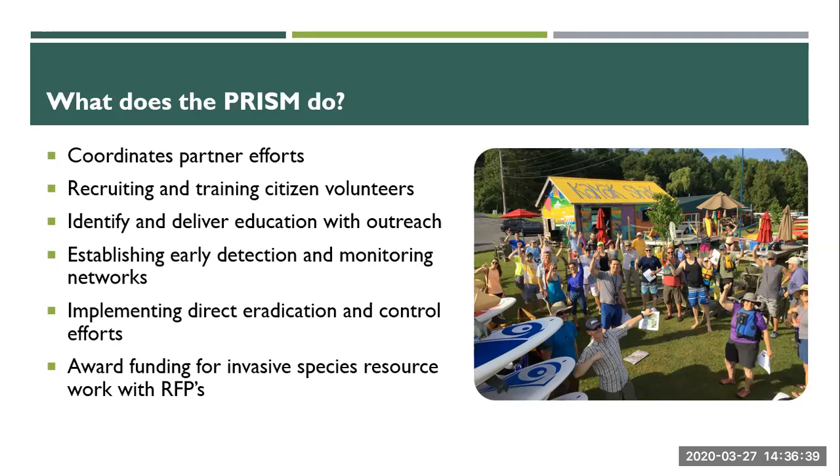We can also award funding to partners and people who are doing invasive species management throughout the area, and that would be through our RFP or request for proposal process. The picture is one of our events that we did with Saratoga PLAN. It was a water chestnut pull in Fish Creek. This is just an example of the different partners that we have and the different things that we do. We do lots of events like that throughout the year.